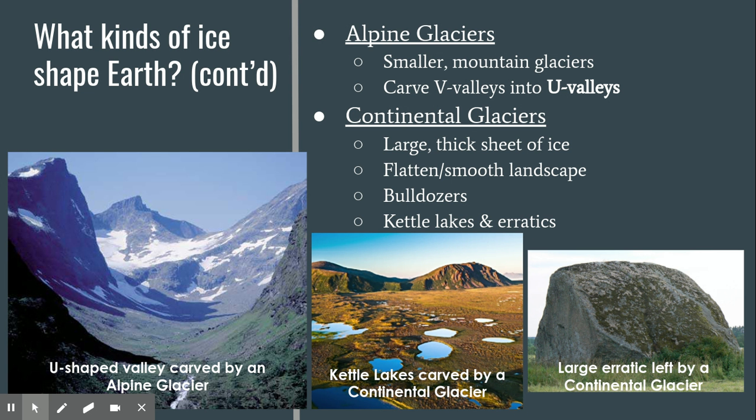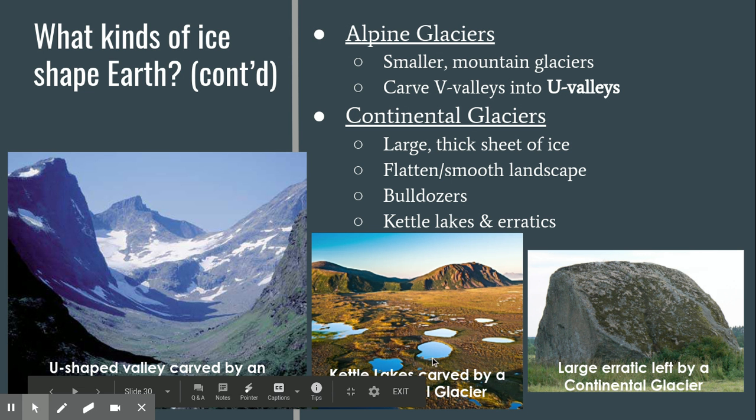As they retreat and as they move, they flatten and smooth the landscape. As they flatten and smooth the landscape, they kind of act like big ice bulldozers. So they're shoving rocks out of the way, they're picking stuff up and moving them. And they form what we call kettle lakes, which are these little bowl-shaped depressions in the land.